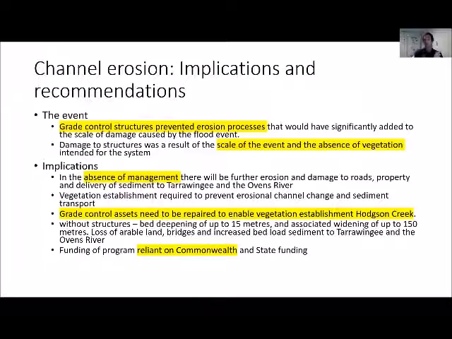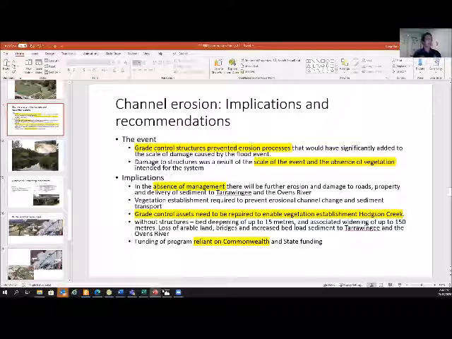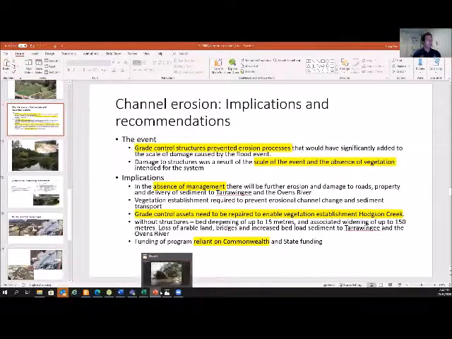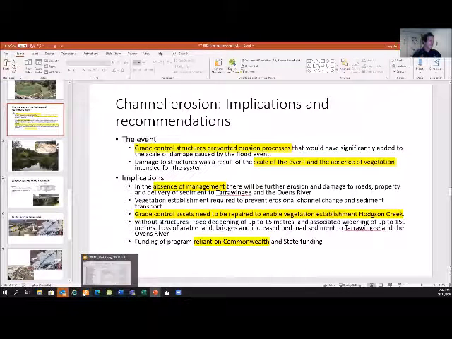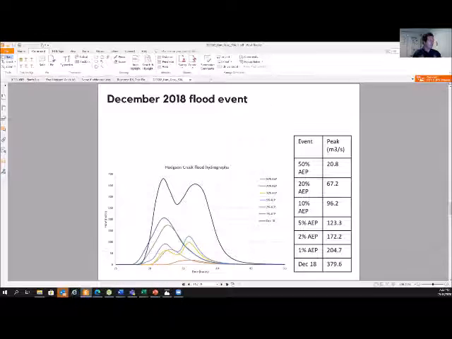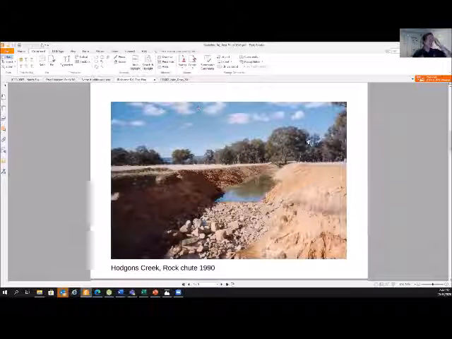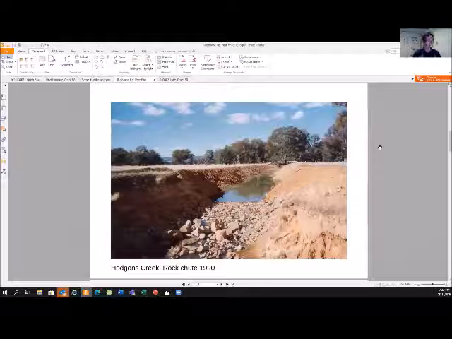And before I finish, I also just wanted to show you, just to touch on or strengthen some of the really important discussion points that Julian was talking about. We're talking about battering banks before, et cetera. This is a grade control structure, or a rock chute, that was built in 1990. So most of those rock chutes along the Hodgson Creek were built circa that age. This is looking upstream towards Rusholme Road. I'm just going to go full screen, sorry.